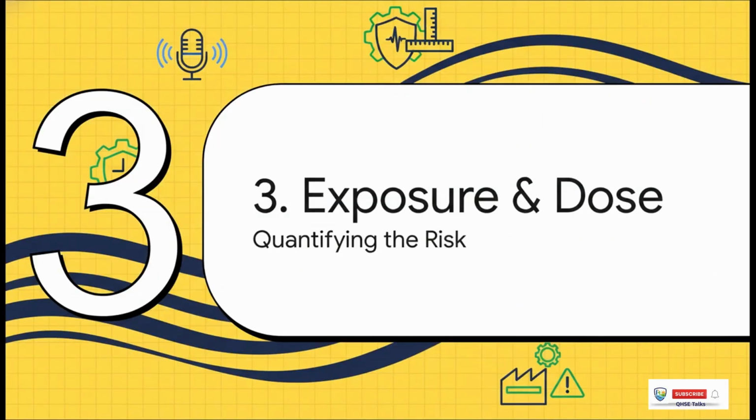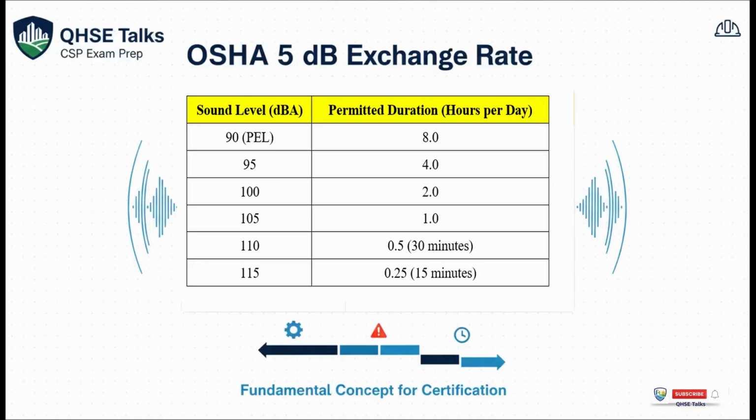Okay, so we know the rules, but how do we actually figure out if we're following them? That's what this next part is all about, measurement. We're going to get into the nitty-gritty of how we quantify noise risk exactly the way OSHA wants us to. Check out this table because it shows one of the most important concepts for your exam, the 5 decibel exchange rate, or doubling rule.